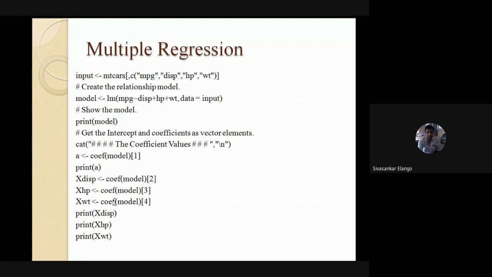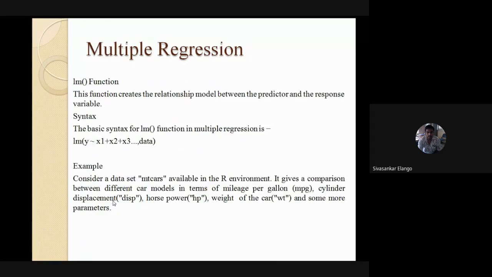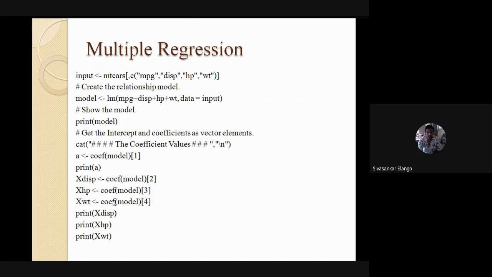So you have a car data set, mtcars, available in the R programming environment. It gives the comparison of different car models in terms of mileage per gallon, cylinder displacement, horsepower, and weight of the car as the parameters. You are going to find the mileage with respect to the cylinder displacement, horsepower of the engine, and weight of the car. It's known as multiple regression, right? So I am going to find the mileage of a particular engine based on the horsepower, displacement, and weight. It's known as multiple regression.